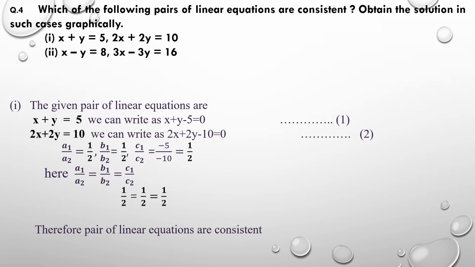So let's do question number 4, first part. x plus y equals 5 and 2x plus 2y equals 10. We write these equations in the standard form first of all.